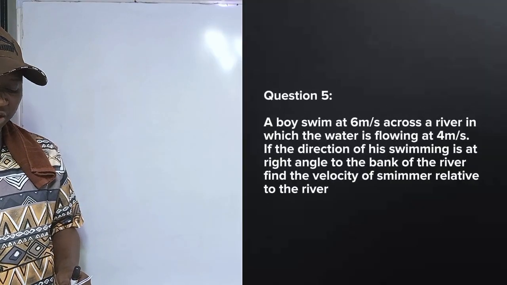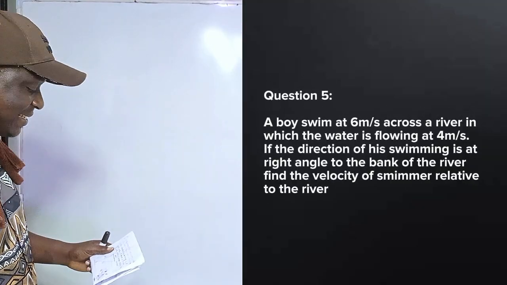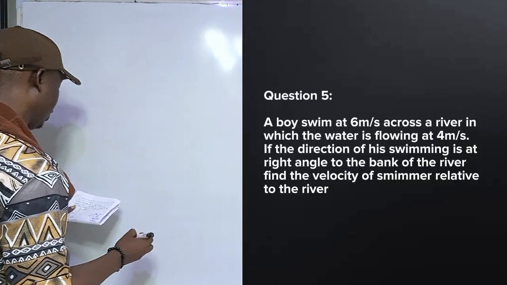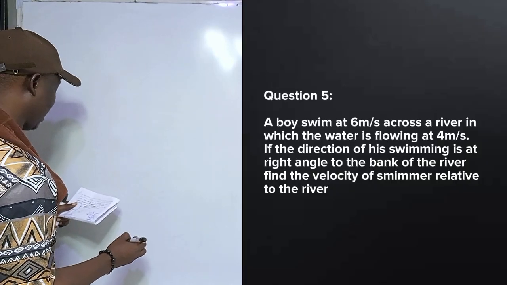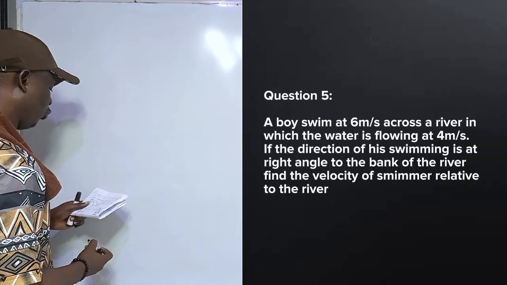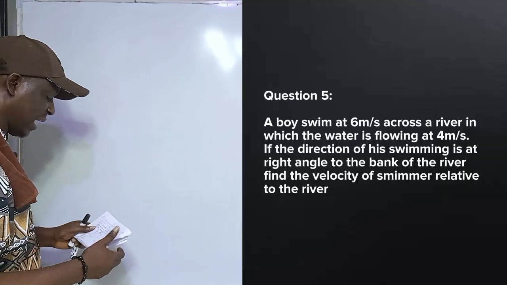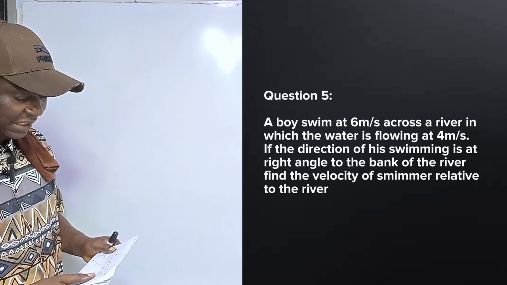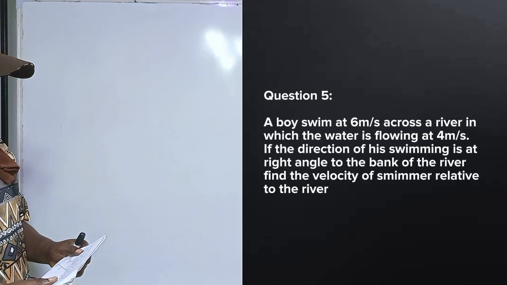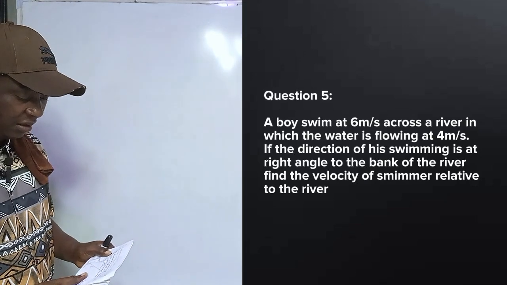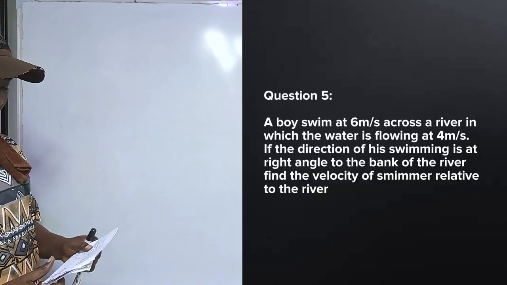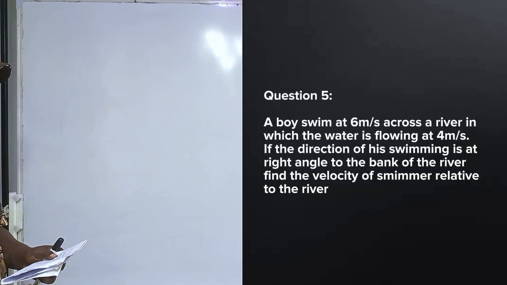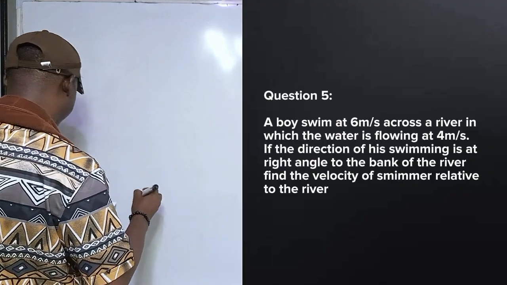Number 5, he said a boy swims at 6 meter per second across a river in which the water is flowing at 4 meter per second. If the direction of his swimming is at right angle to the bank of the river, find the velocity of the swimmer relative to the river bank. Now what I want to do now is this.